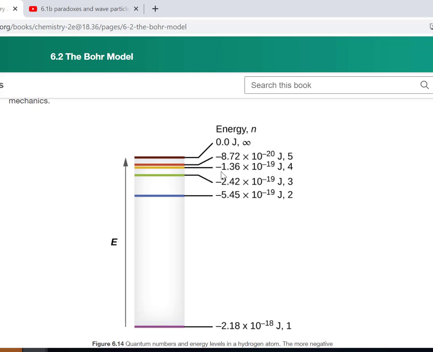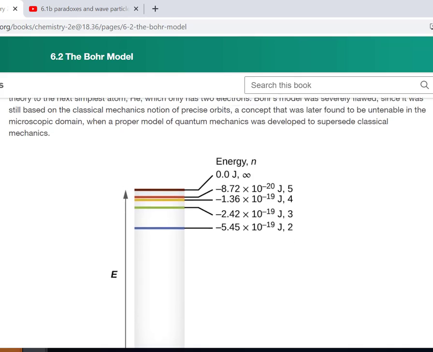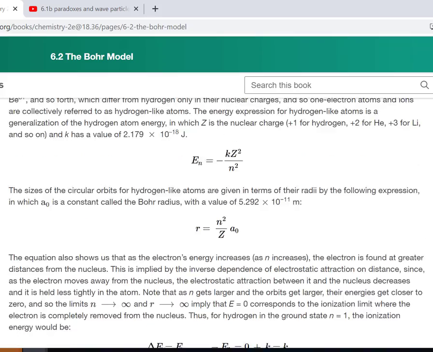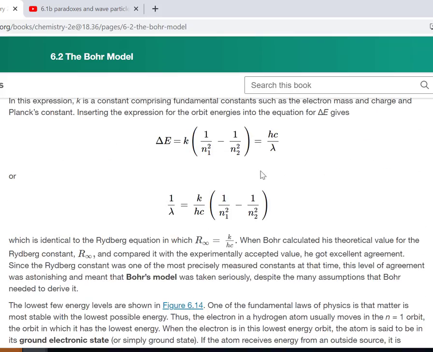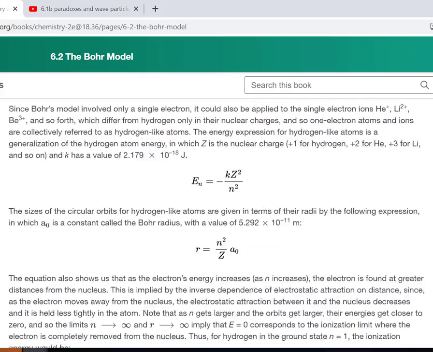Don't worry too much about the specific numbers on these. What you want to look at is that there's a giant gap, and then the gap gets smaller and smaller and smaller. That's one of the trends that comes from using this equation. If you use this equation and find all of the possibilities, you'll see that that is how it works out.